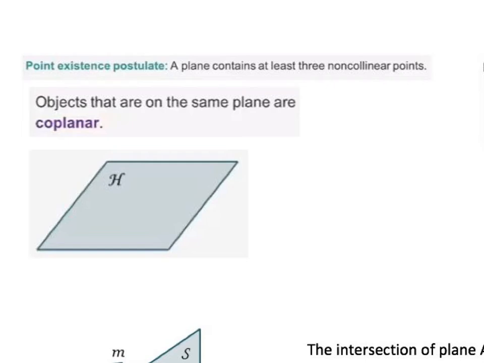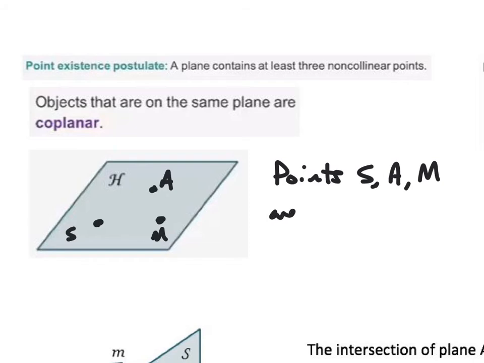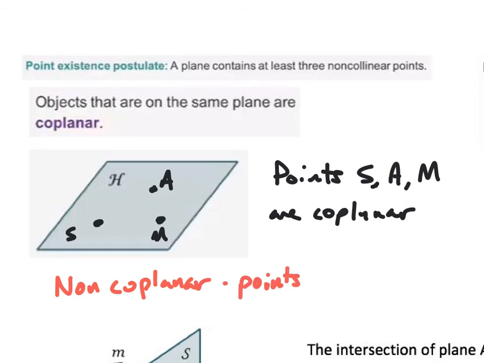So I've got plane H right here, and I know that because of this H. And if I were to write down points on that plane, and let's just call these S-A-M, points S-A-M are coplanar because they are on that plane. So not too bad. I'm going to write that points S, A, and M are coplanar. Another word that comes about is non-coplanar, and these are points that are not on the same plane.